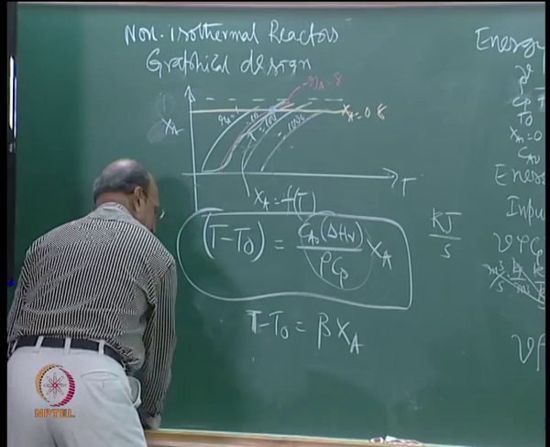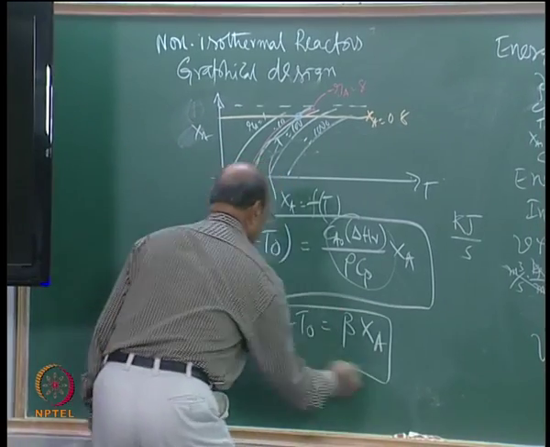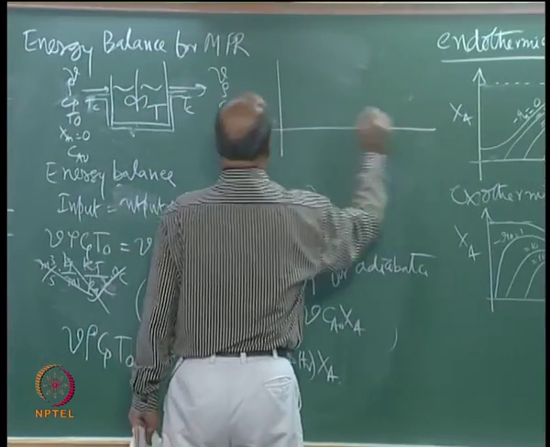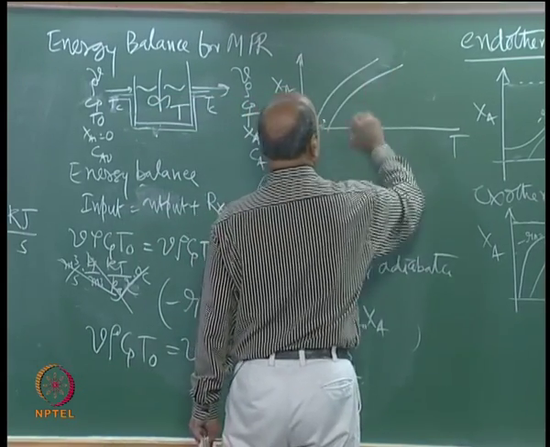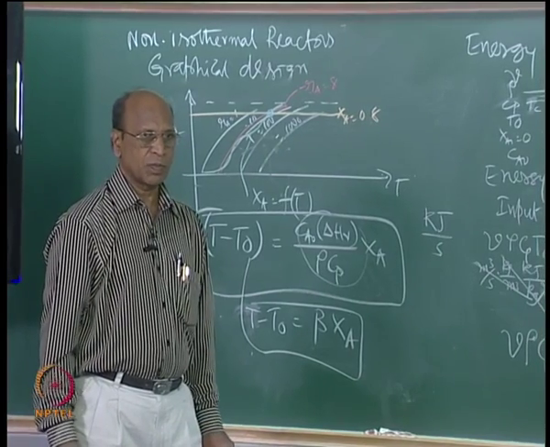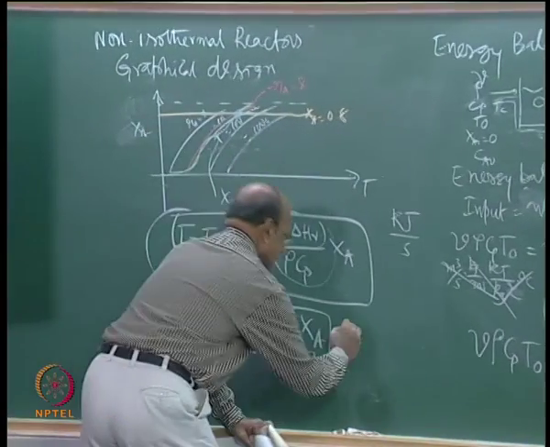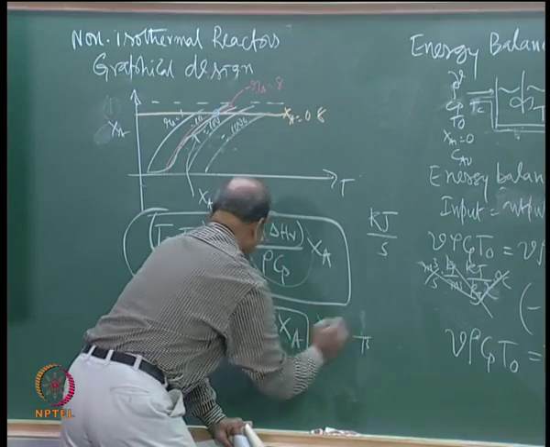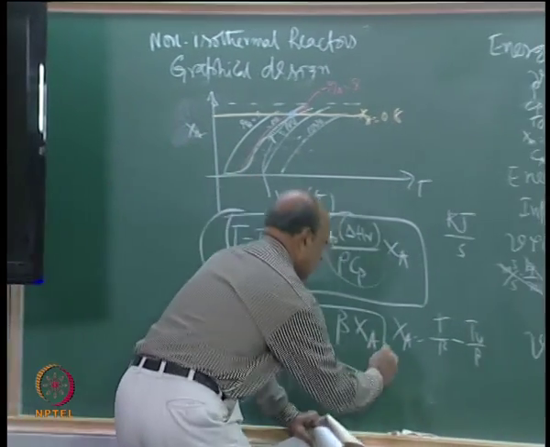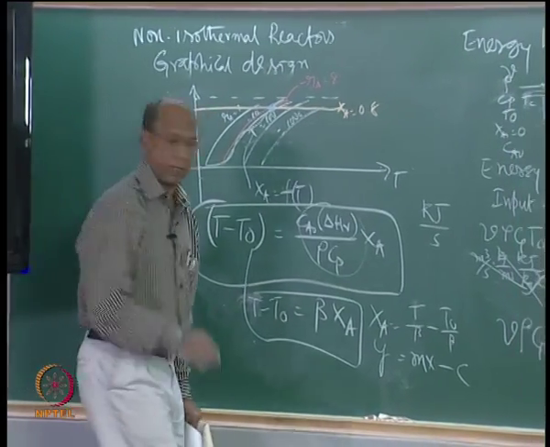Okay. Check please. T minus T naught equals beta X A. Now, how do I plot this information on this graph? Or shall I draw a fresh graph? X A versus T. What is the slope? Do I know the slope? It is 1 by beta, excellent. Because X A is Y, this is T. So, I can write this equation as X A equals T by beta minus T naught by beta, not 1 by beta. So, that means this is Y, this is M X and this is C.